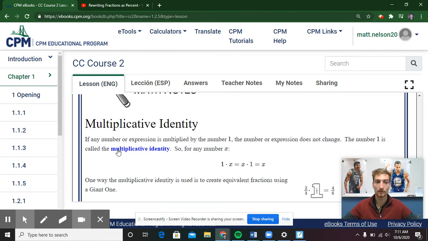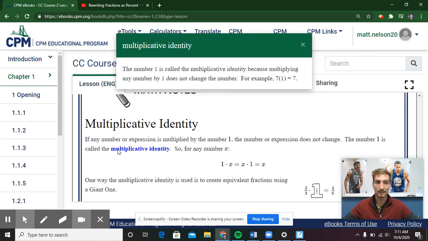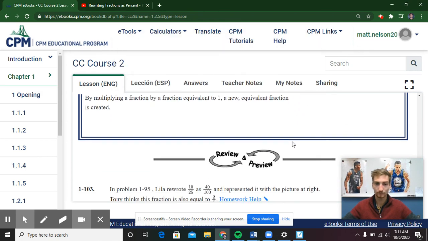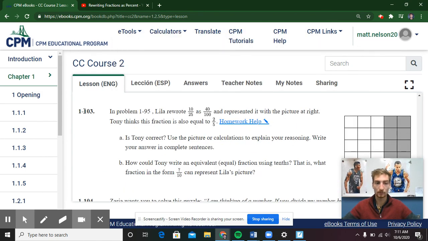All right, here it's talking about the multiplicative identity, and it gives you the definition for it right here, and it's just saying taking a number, multiplying it by 1 will give you that number. And you have the review and preview.